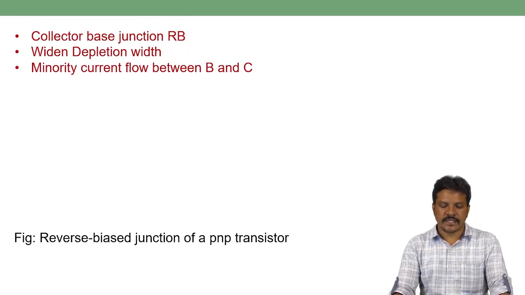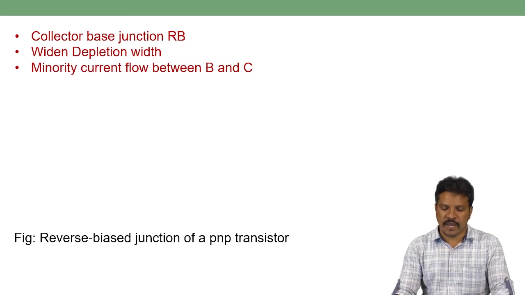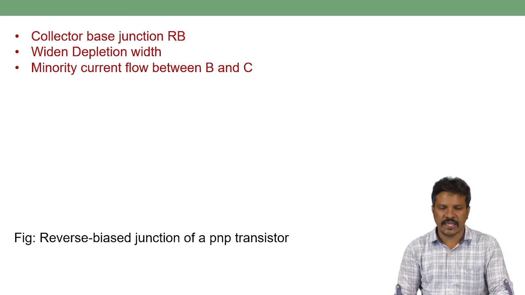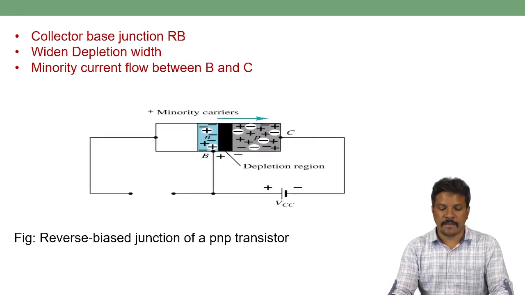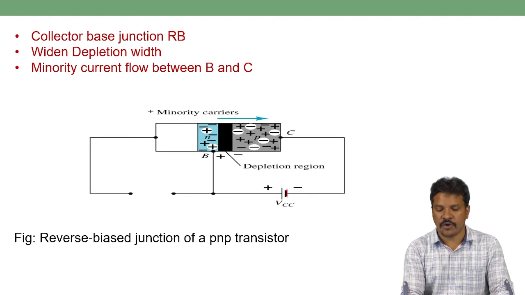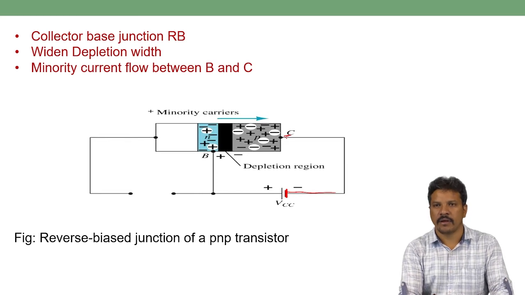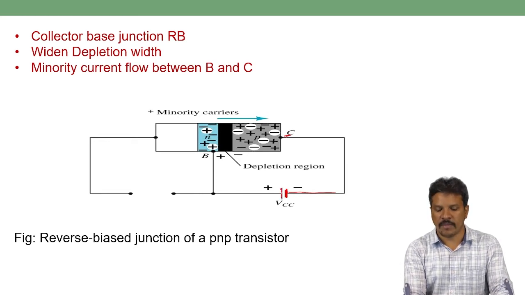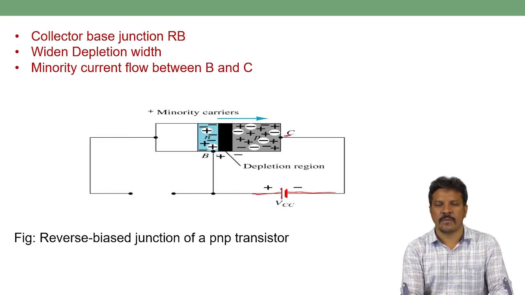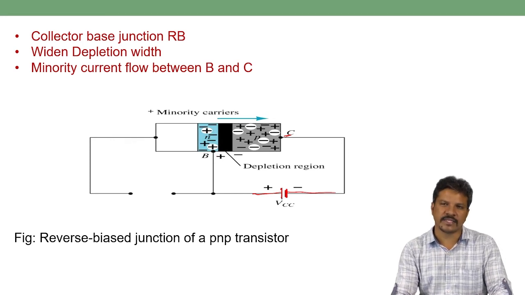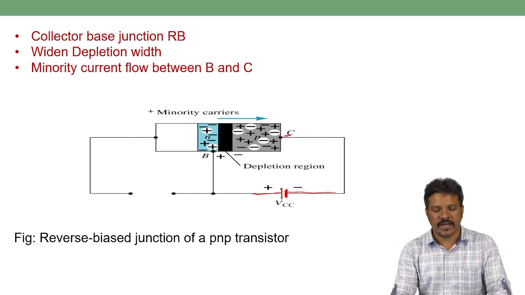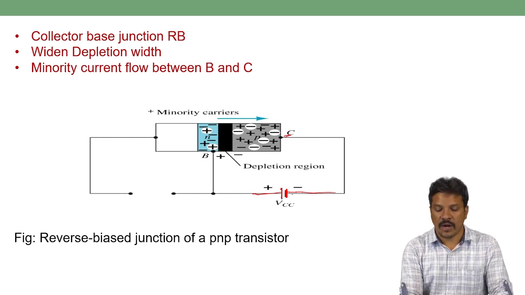So the second case is the reverse bias junction of the PNP transistor. Here the collector-base junction is reverse biased. The negative terminal of the battery is connected to the P-type and the positive terminal is connected to the N-type. When plus is given to N-type and minus is given to P-type, it is said to be a reverse bias connection. In the reverse bias connection, what happens?